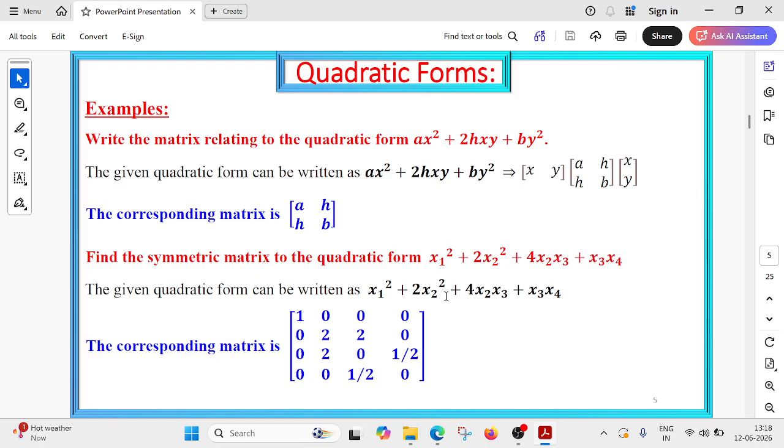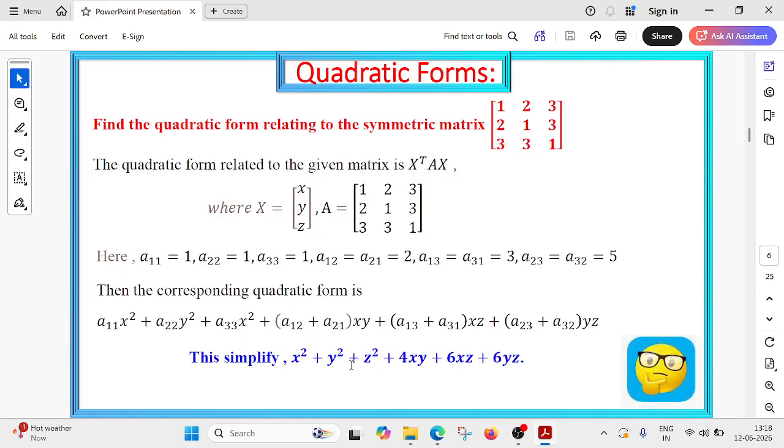Next, find the symmetric matrix of the quadratic form x1 square plus 2x2 square plus 4x2x3 plus 3 plus x3x4. So we need to write it in the form x transpose A x, and this is the matrix we are going to get, because the variables involved here are x1, x2, x3, x4, four variables. So that's the reason you are going to get a 4 by 4 matrix.